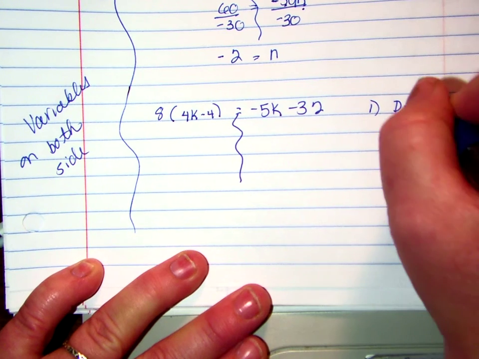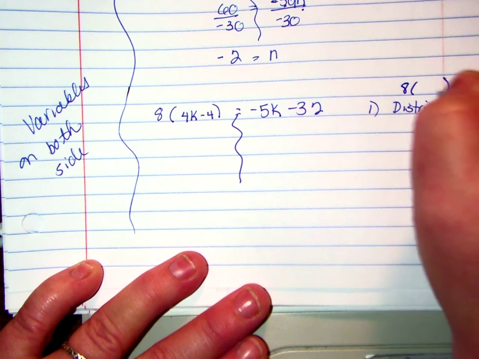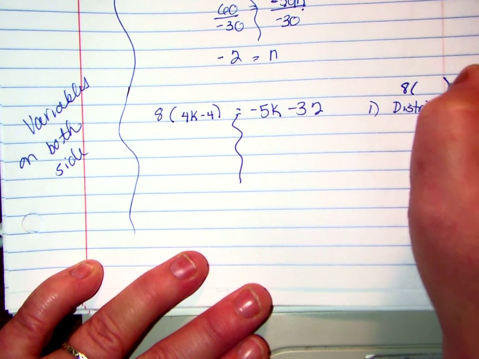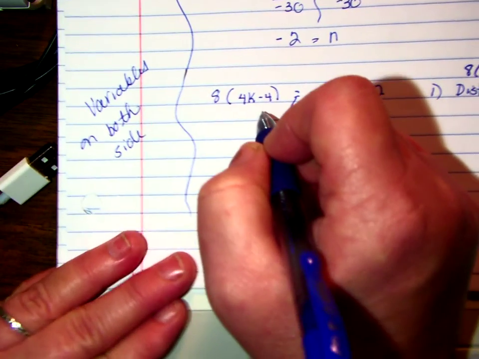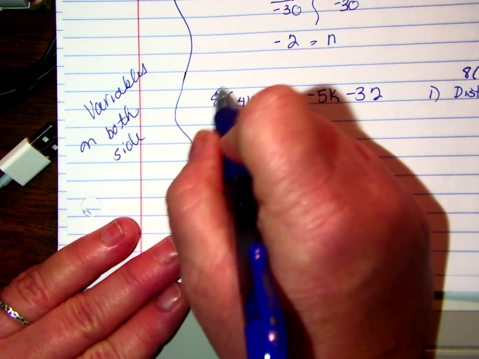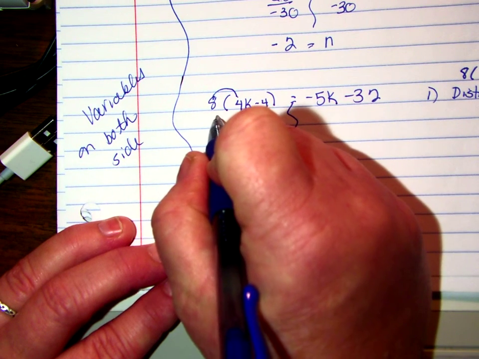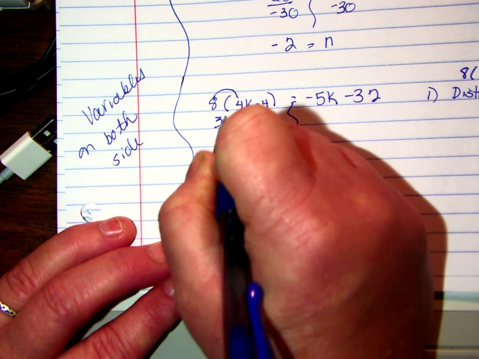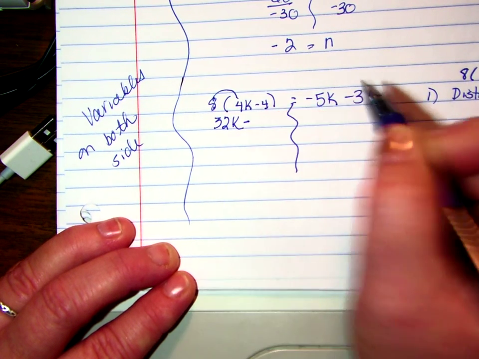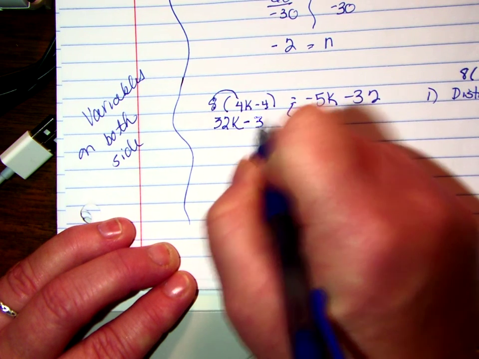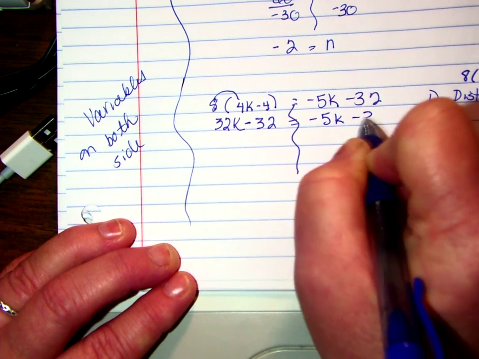Okay, guys, if there is parentheses and a number outside of the parentheses, this is distributive property. So, Jonna, go ahead and show me what you got. Okay, I'm going to say 8 times 4. What is 8 times 4k? 32k. And 8 times 4? And then on the other side, I have 5k minus 32.